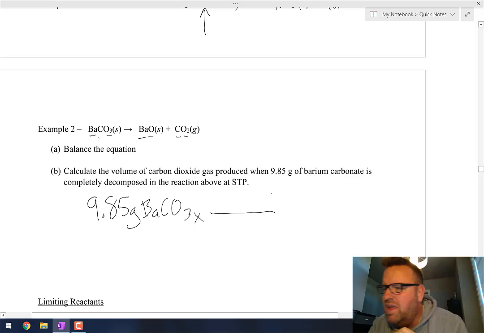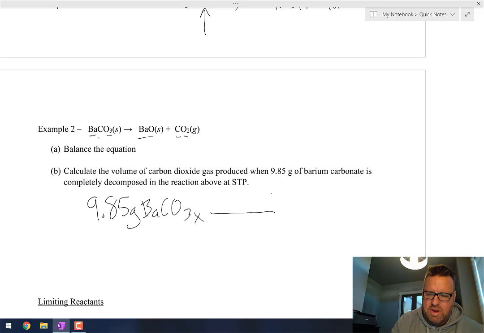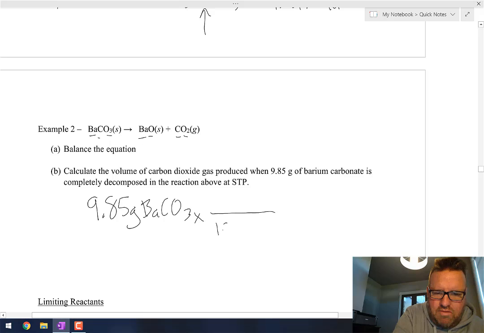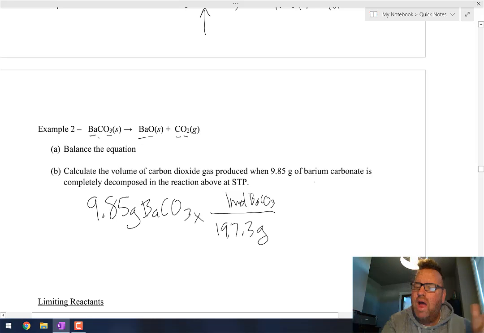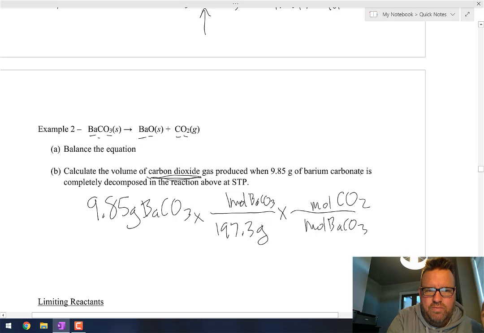And again, anytime they give me grams, the only thing I know what to do with that is to convert that to moles. So I'm going to take the molar mass of barium, the molar mass of carbon, and then 3 oxygens, and get a mass of 197.3 grams per mole of barium carbonate. And again, what do I have now? I have moles. So now I can go from moles of barium carbonate to moles of, what are they asking me about? They're asking me about carbon dioxide, so CO2. And then remember, it was already balanced, so it is just a 1-to-1 ratio.